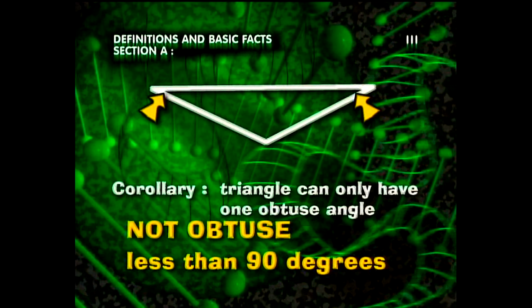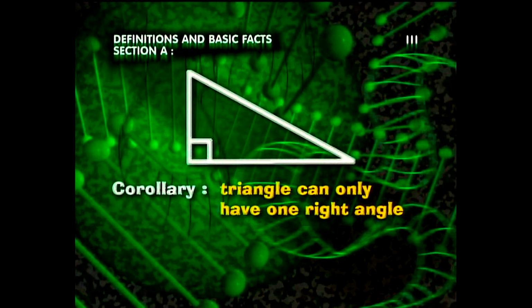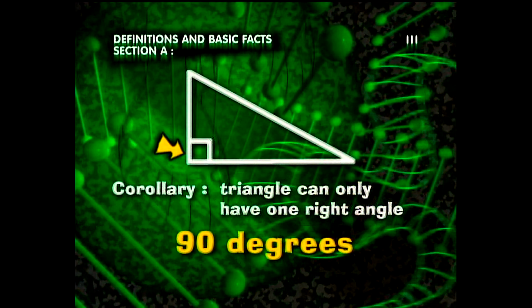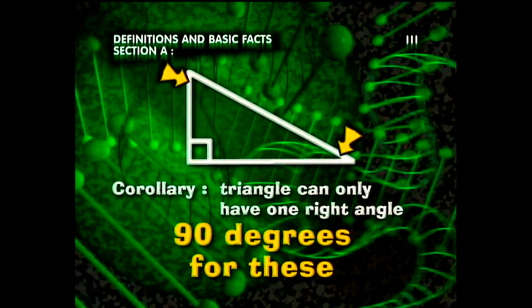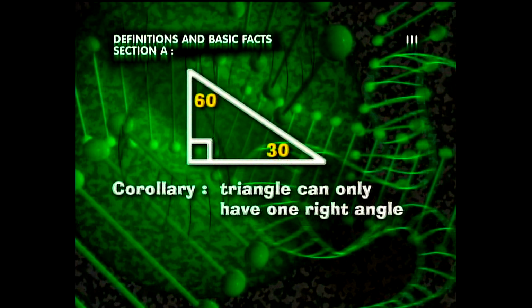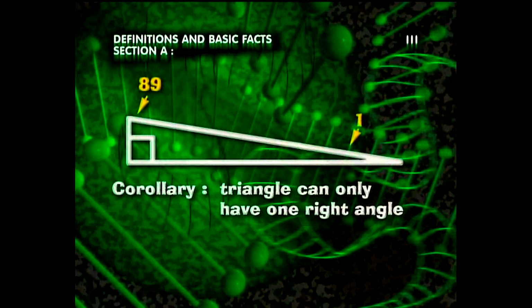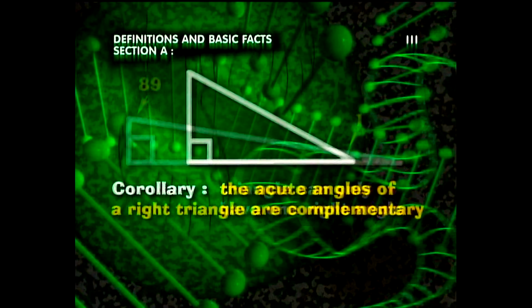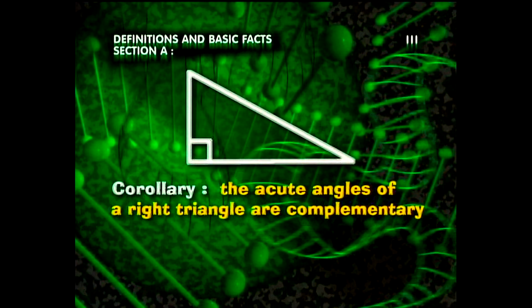How amazing is that? Our next corollary is a triangle can have only one right angle. If we have 90 of the 180 degrees accounted for by a right angle, we have exactly 90 degrees for our other 2 angles. So, the others could be 45 and 45 degrees, 60 and 30 degrees, or even 89 and 1 degrees. But there can only be one right angle. Welcome to Planet Amazing.